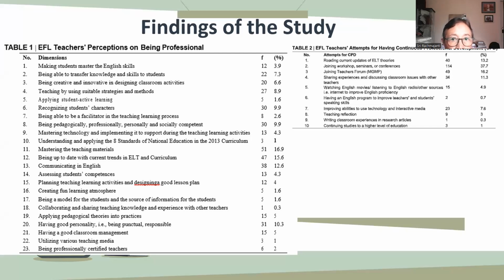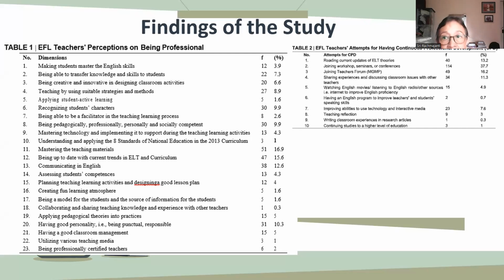Please have a look. According to them, dimension means the indicator, the descriptors. Which one is the highest here? A teacher should be able to transfer knowledge and skill to students, that is only 7.3%. And then using suitable strategy, I think this is the second most. The highest is good personality, 10%. And then mastering teaching material, 16%. Up to date with the trend in ELT is 15%. This is all the teachers' perception about being professional.